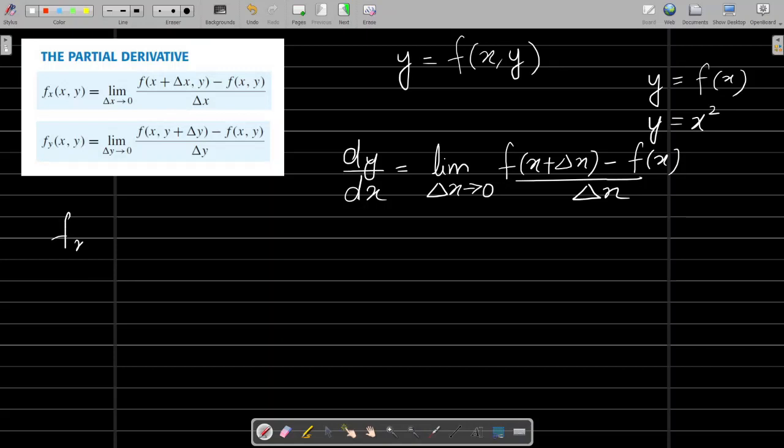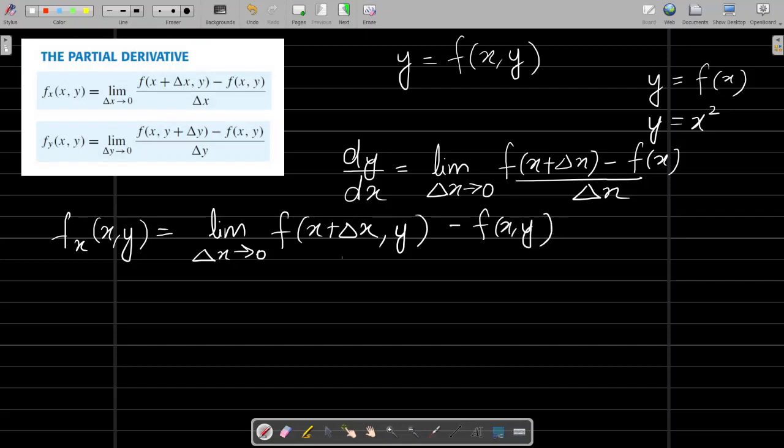So f_x at (x, y) is defined like this: it is equal to limit delta x goes to 0 of f of x plus delta x, an increment in x, and y there is no increment, minus f of x, y, divided by delta x. So what is the rate of change of the function f when we are having small increments of x, of the variable x? That is what we are discussing here. Now the geometrical significance we will be discussing in the coming slides.